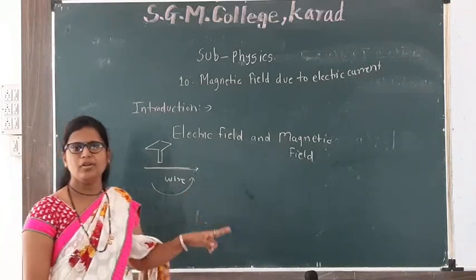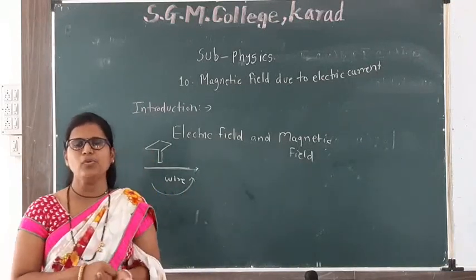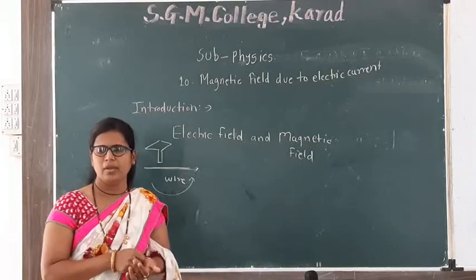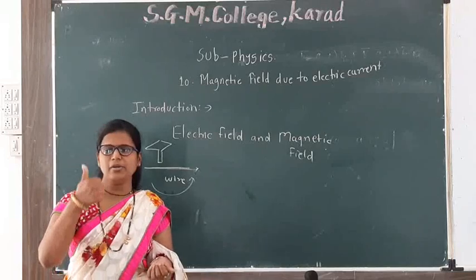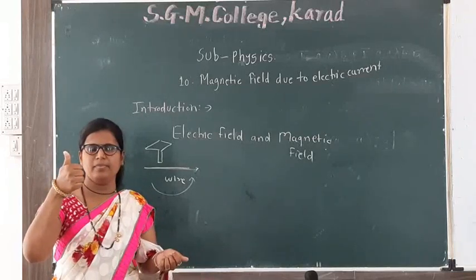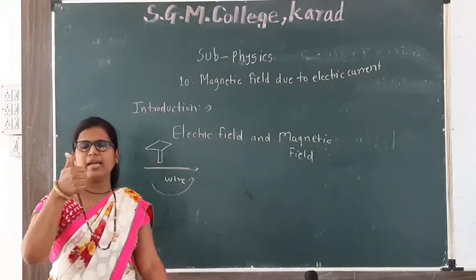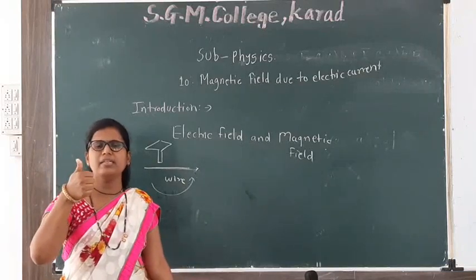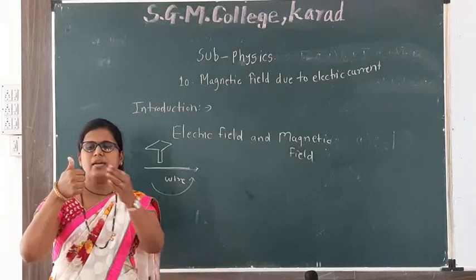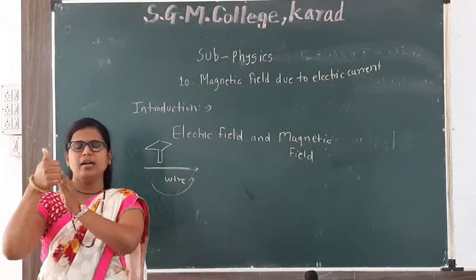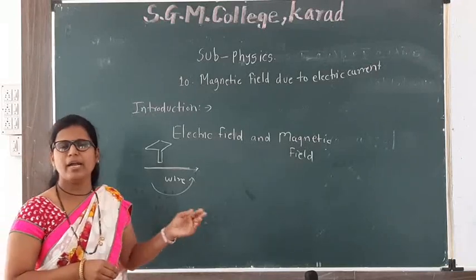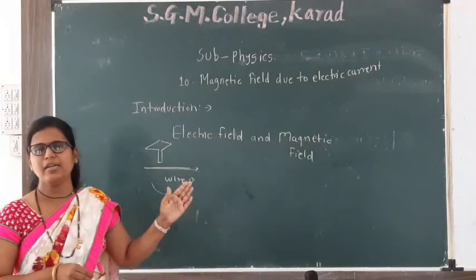Now all of you know what is meant by the right hand rule. How to apply the right hand rule for the current carrying wire: when the current carrying wire is held in your right hand, the outstretched thumb indicates the direction of the current, and the curled fingers indicate the direction of the magnetic field. All of you know how the right hand rule is applied for a current carrying wire.